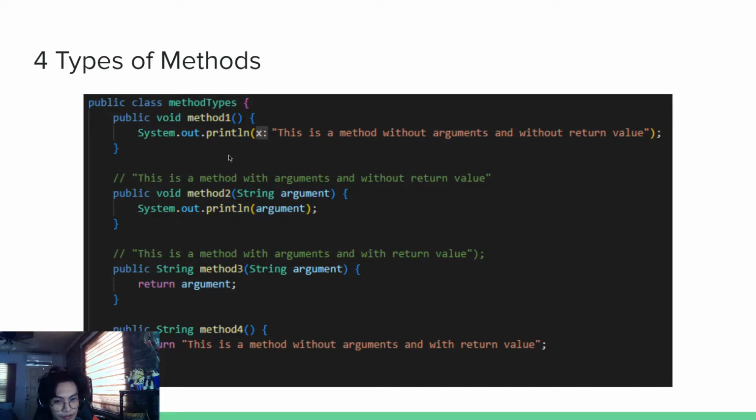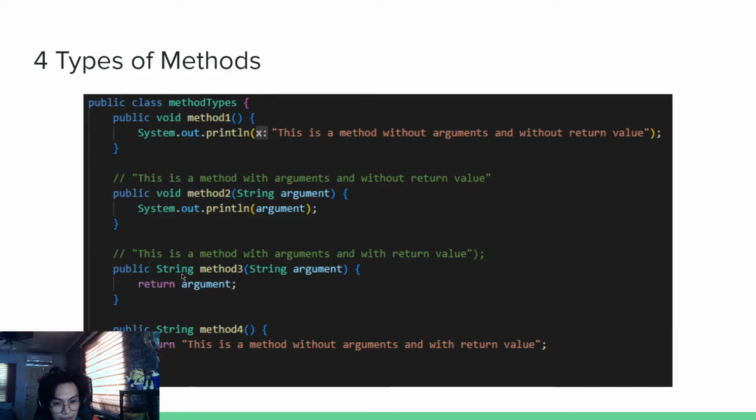without return value. For the second method, it's going to be a method with arguments but without a return value. So the syntax is pretty much the same, but the only difference is that there is now an argument. So we have here a parameter that takes in a string data type, which is an argument. So I'm going to pass this string over here in the comment, and then in the body, it's just going to print out that argument which was passed in here.